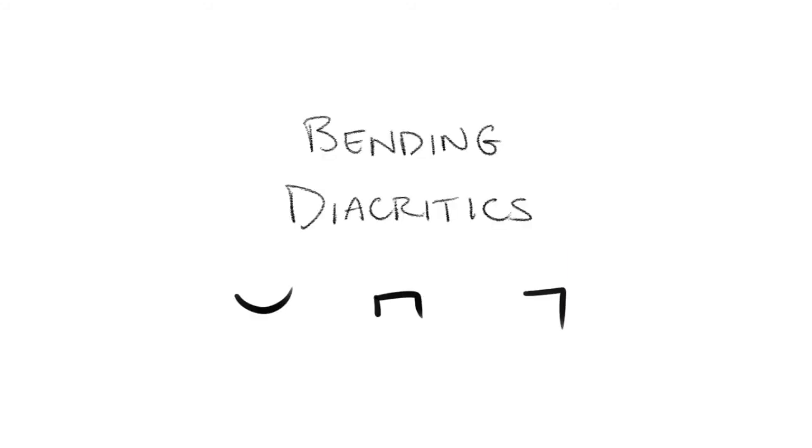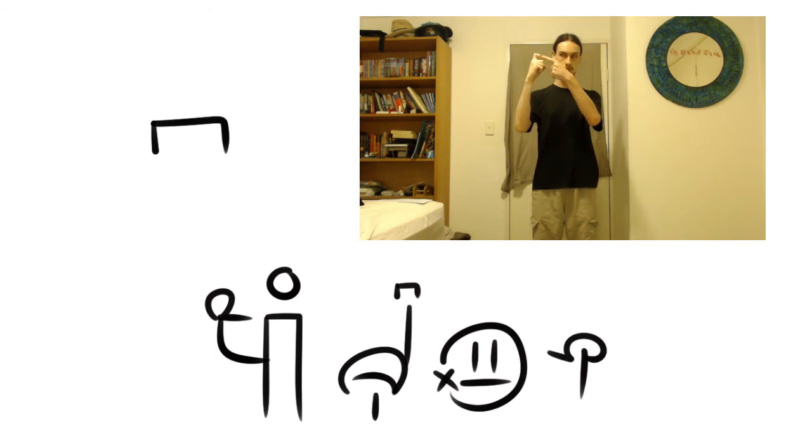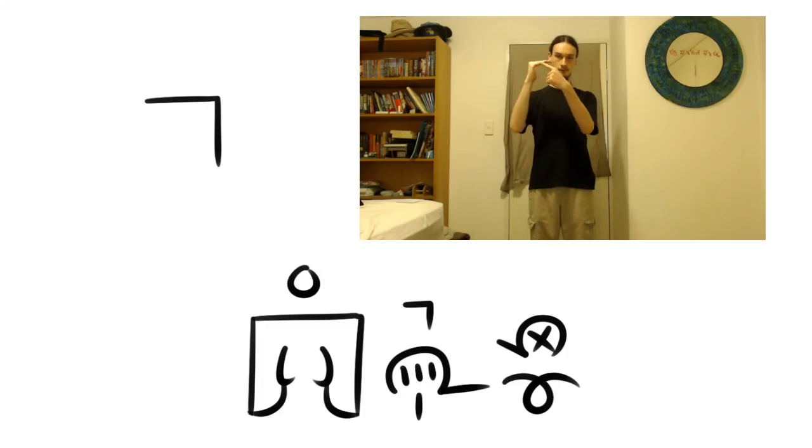Bending diacritics specify that the relevant fingers are bent or curled in some way. This one specifies that the fingers are bent into a curving shape, just like in the word for drink. This one specifies that the relevant fingers are curled so that the knuckles form a square, just like in the word for will or shall, and this one specifies that the fingers are bent at a flat right angle, just like in the word for today.